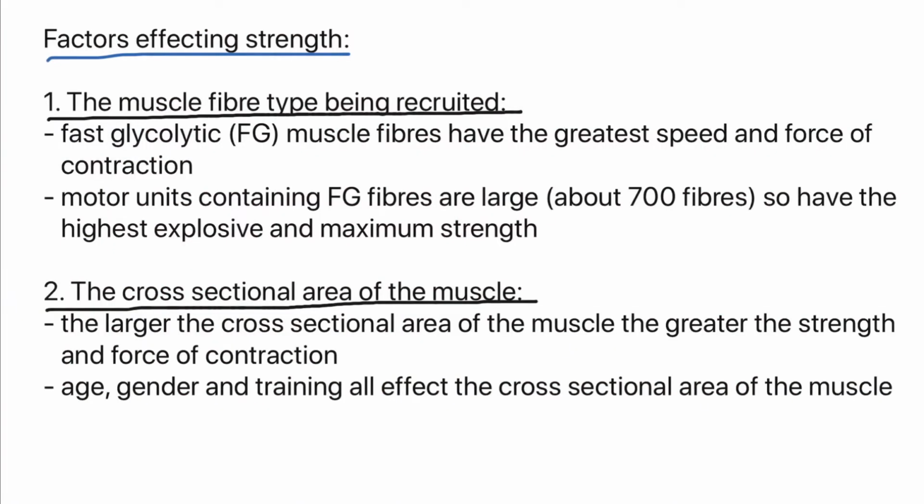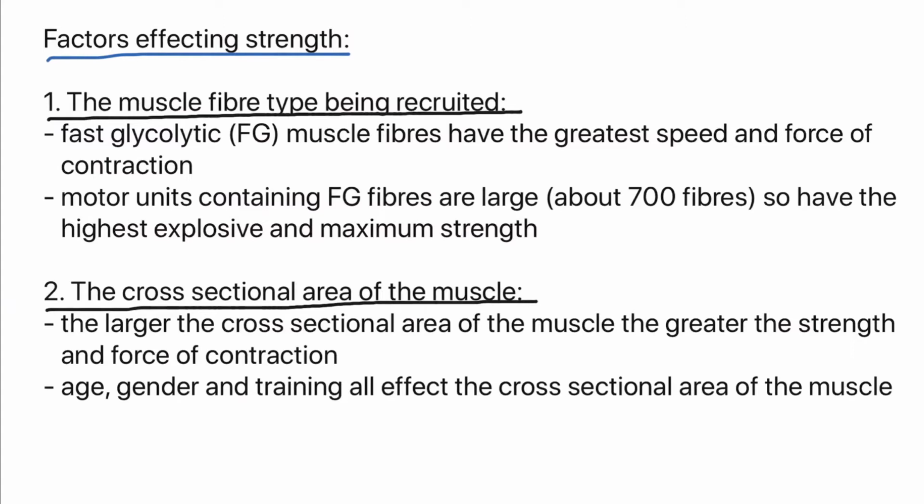So let's start looking at the factors that affect your strength. There are two main factors. The first one is the muscle fiber type being recruited. Fast glycolytic or FG muscle fibers have the greatest speed and force of contraction. Motor units contained in these fast glycolytic fibers are large, about 700 fibers each, so have the highest explosive and maximum strength. The second factor we need to look at is the cross-sectional area of the muscle.